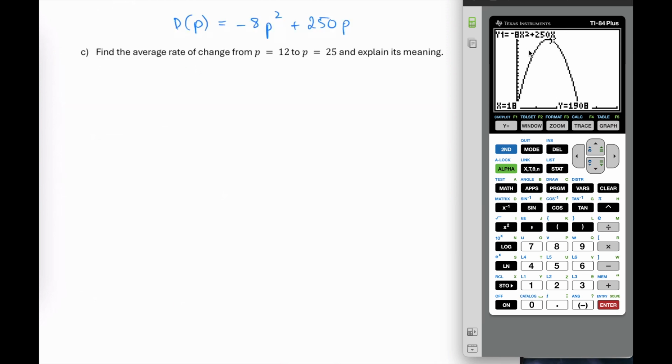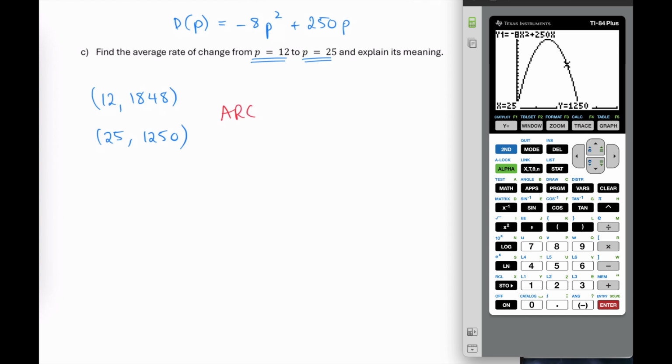In Part C, we're being asked to find the average rate of change again, but this time we're asked to find it from P is equal to 12, which we've already determined that that ordered pair was 12 and 1848. But the second ordered pair would be when the price is 25. So now we need to determine the demand when the price is 25 to complete the second ordered pair. So we come back over to our graph and we just put 25 in here to determine the corresponding y value. Again, that was using the second calculate value feature, and the corresponding demand is now 1,250.